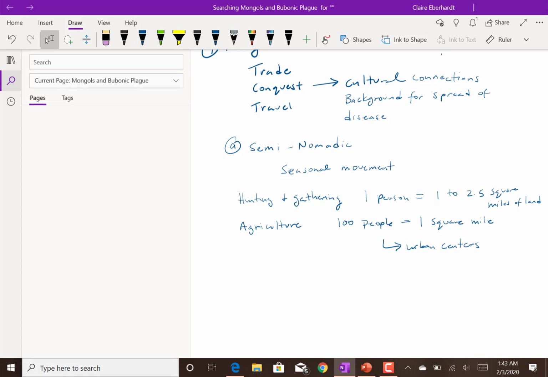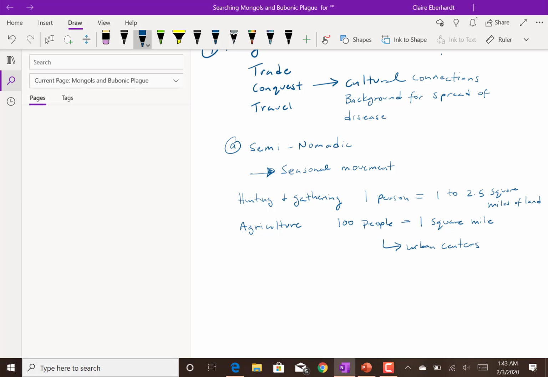So how that gets us back to semi-nomadic is that they were not fully agriculture, they were not fully hunting and gathering, they were somewhere in between. And so that gets you back to having to move with the seasons, because while the land does support more than a hunting and gathering society, it doesn't support as much as a fully agricultural based society.